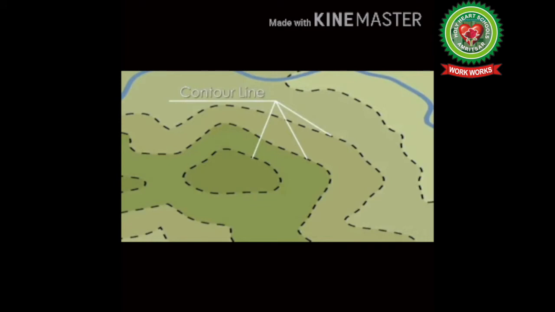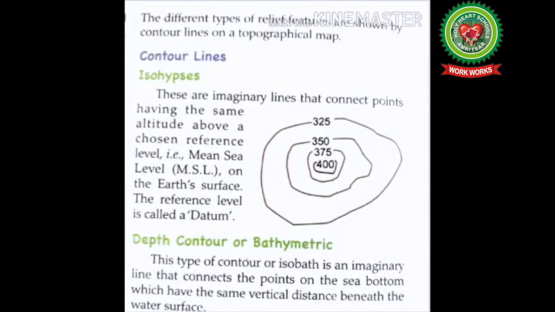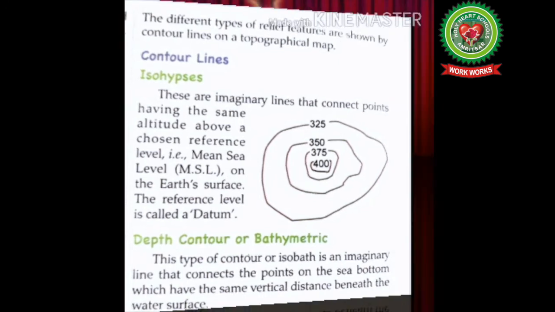Number 1 is contour line or isohypse. These are imaginary lines that connect points having the same altitude above a chosen reference level, that is mean sea level, on the Earth's surface. The reference level is called a datum. Datum itself means the mean sea level.